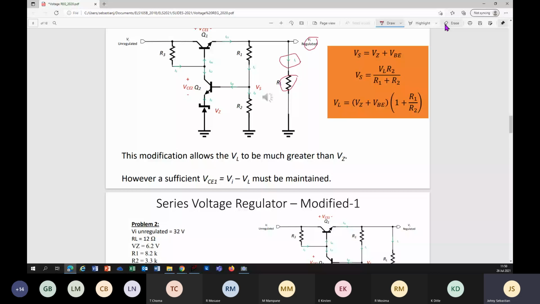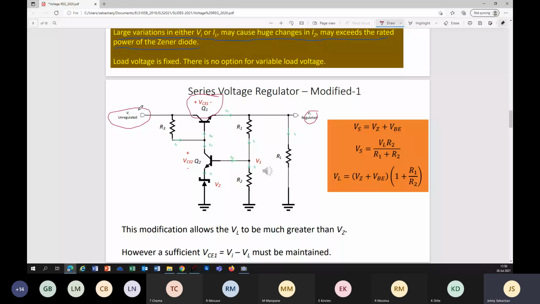Why? RL is an external component. That's a load resistor or a device. Usually you won't find it. What is the other option? If you know VI unregulated, usually you know because it's coming from a full wave bridge rectifier, and if you know this VCE, VI unregulated minus VCE, you can find VL regulated.